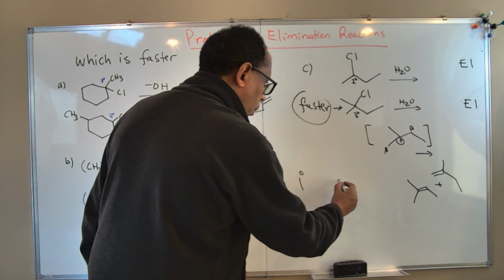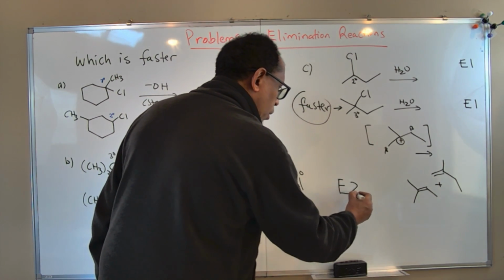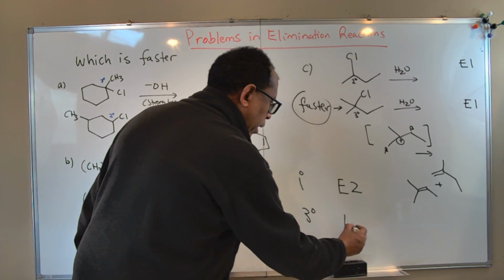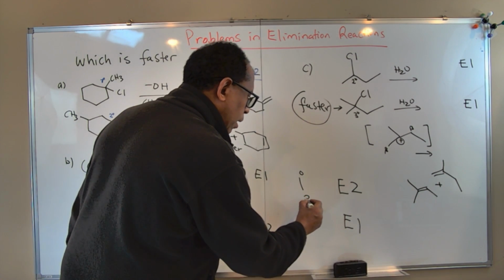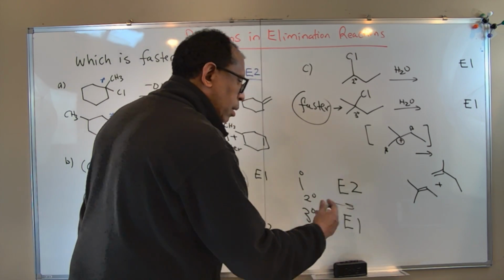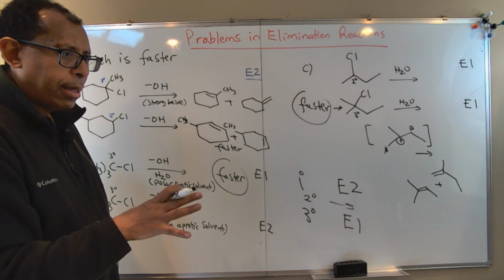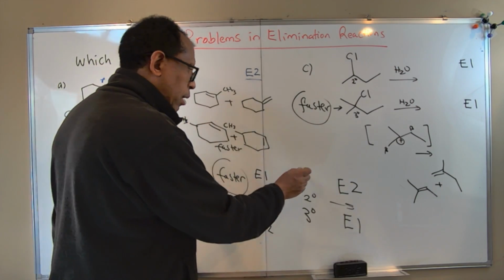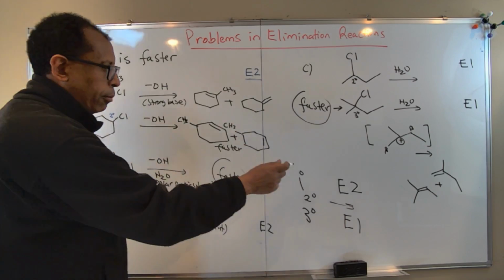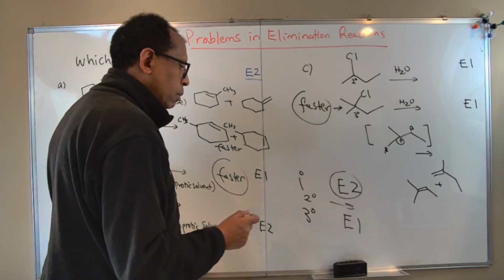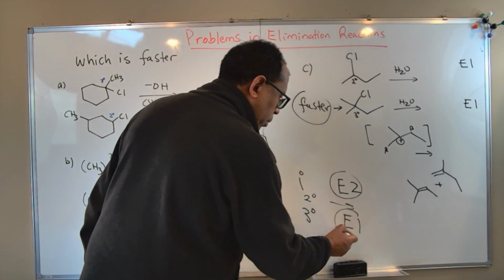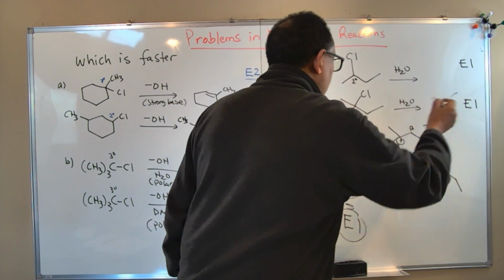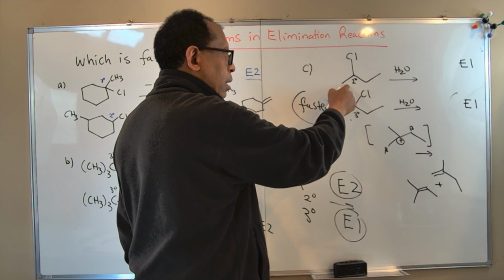Primaries are always good for an E2, and tertiary ones are good for E1. So the secondary are in between this. You would examine that based on the reaction condition. But always primary alkyl halides are good for E2. Tertiary alkyl halides are good for E1. That's why I have here for E1 a tertiary, not a secondary between these two.